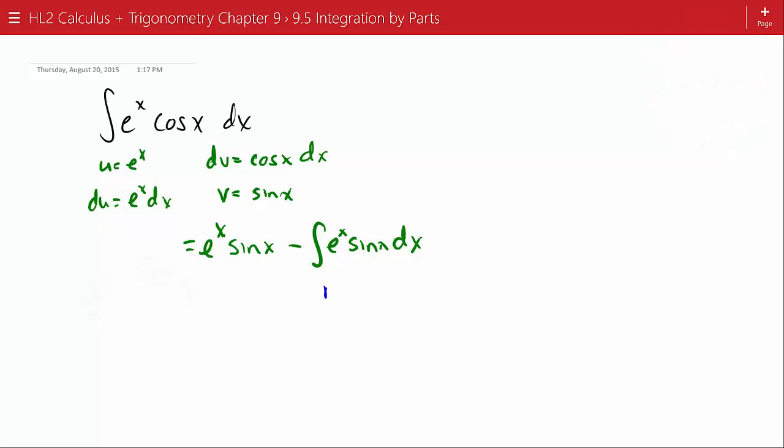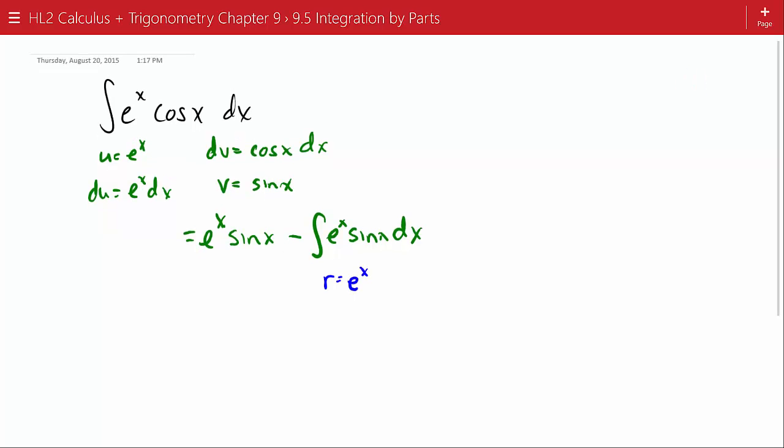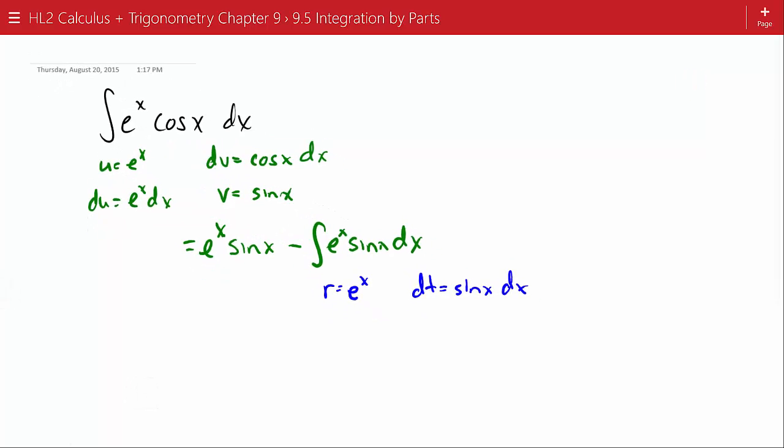So I'll let r be e to the x and dt be sine x dx. And if you're doing integration by parts a second time, you should really stick to the same kind of structure that you used for u and dv the second time through. So I'm letting my r be e to the x, just like I let u be e to the x in the first step.